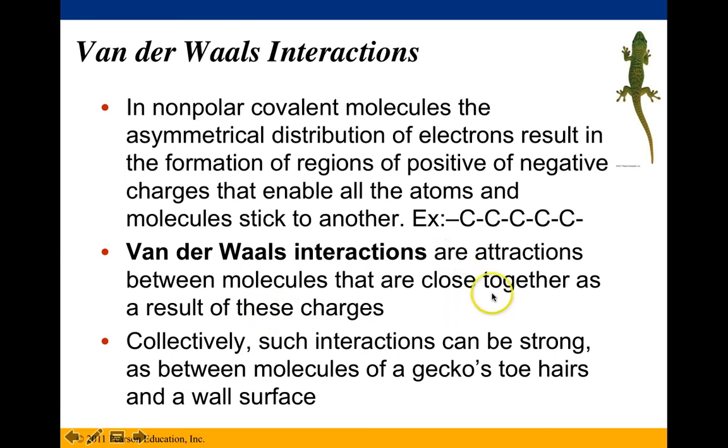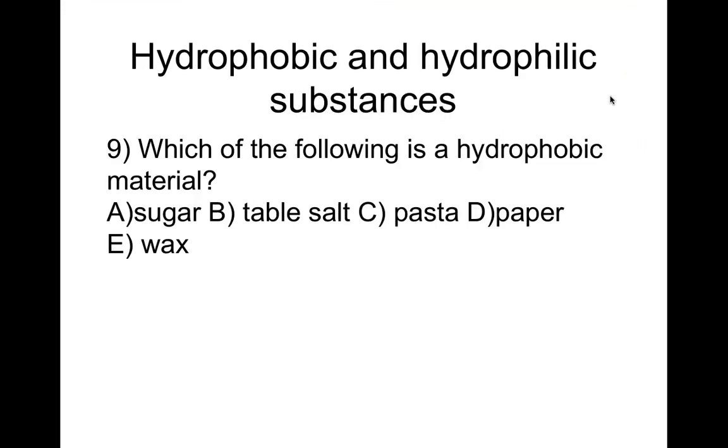And this is what happens in a gecko. A gecko has non-polar molecules in its hair, on its paw, and the paint molecules on the wall also have non-polar molecules. And those non-polar molecules being attracted to each other is called van der Waals interactions. This finishes our types of bonds and examples for each one.